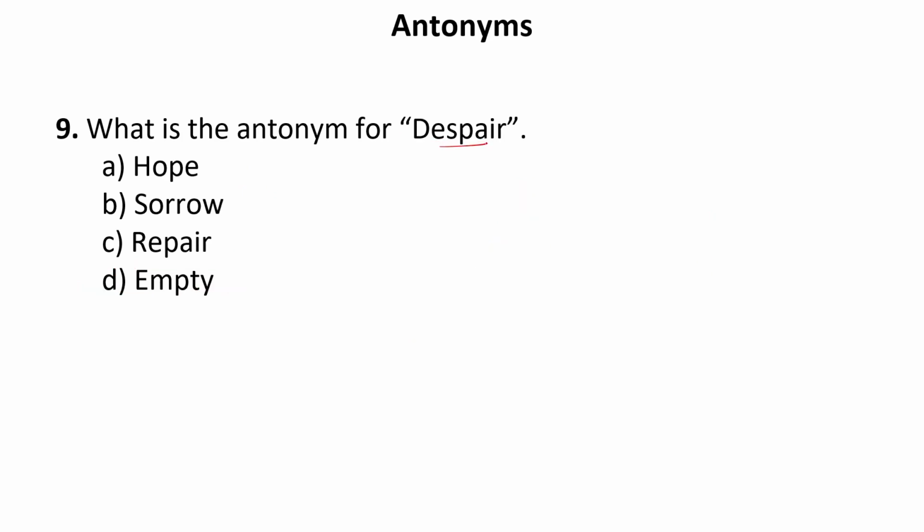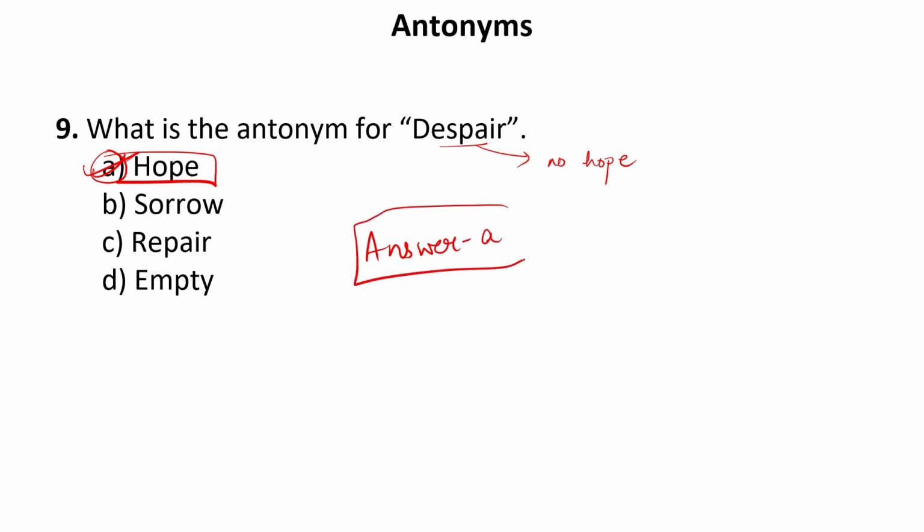What is the antonym for the word despair? Despair means when there is no hope. So the antonym or the opposite of this word will be hope. So our answer is A. Hope. Hope is the correct answer. Other words are sorrow. Sorrow means when someone is sad, or the sadness is known as sorrow.